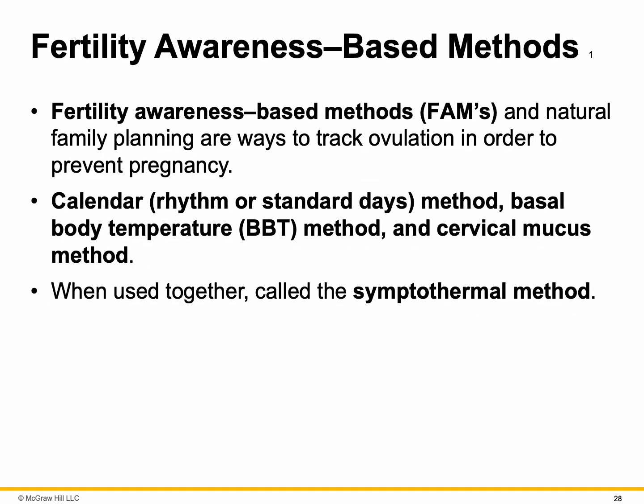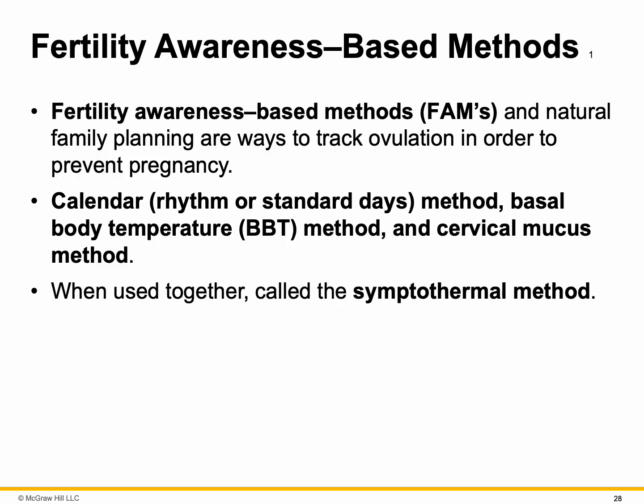In addition to these types we just discussed, there are also fertility awareness-based methods. This is a form of contraception that uses natural family planning to track ovulation and other signs of fertility in order to prevent pregnancies. There are a number of fertility awareness-based methods, including the calendar or rhythm method, the basal body temperature method, and the cervical mucus method.